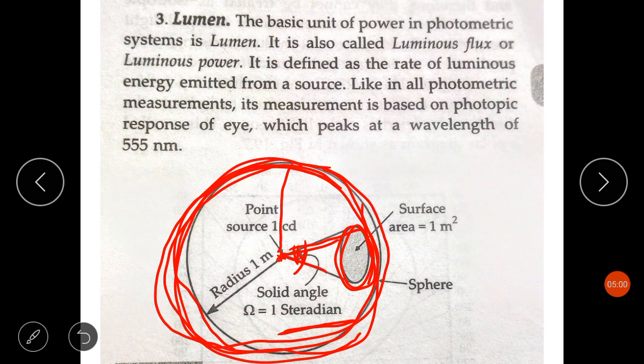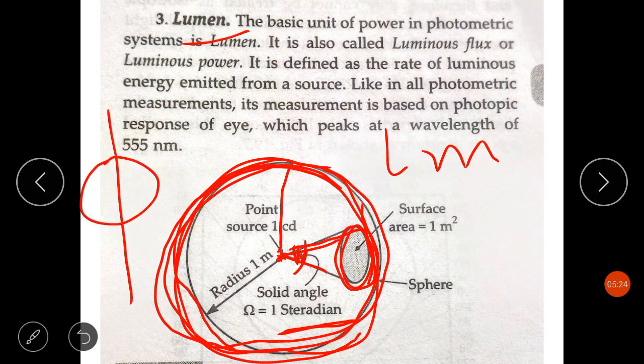In very short, you can say it is the rate of luminous energy emitted from a source. The symbol that we use for lumen is Lm, and the notation for luminous flux is phi.